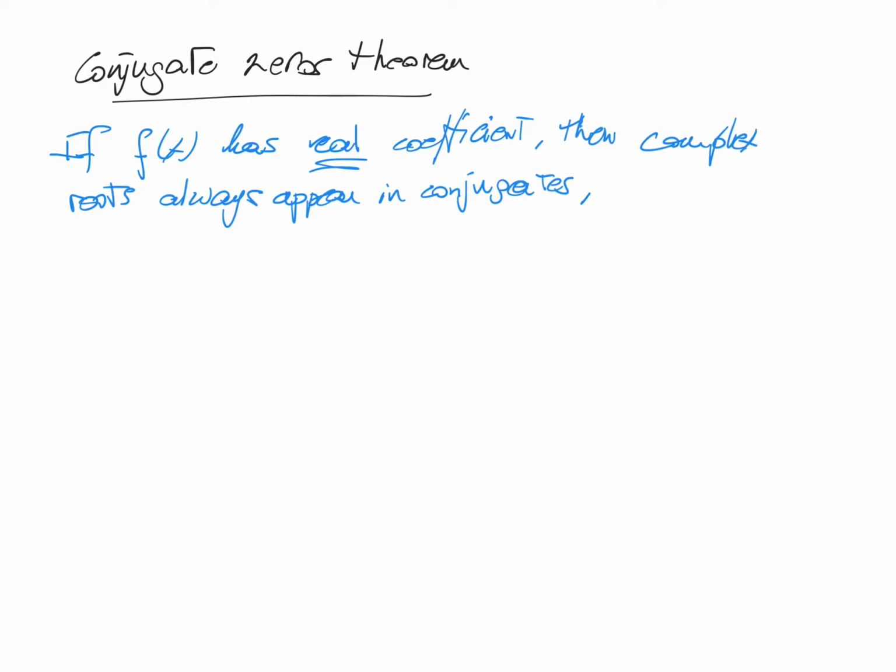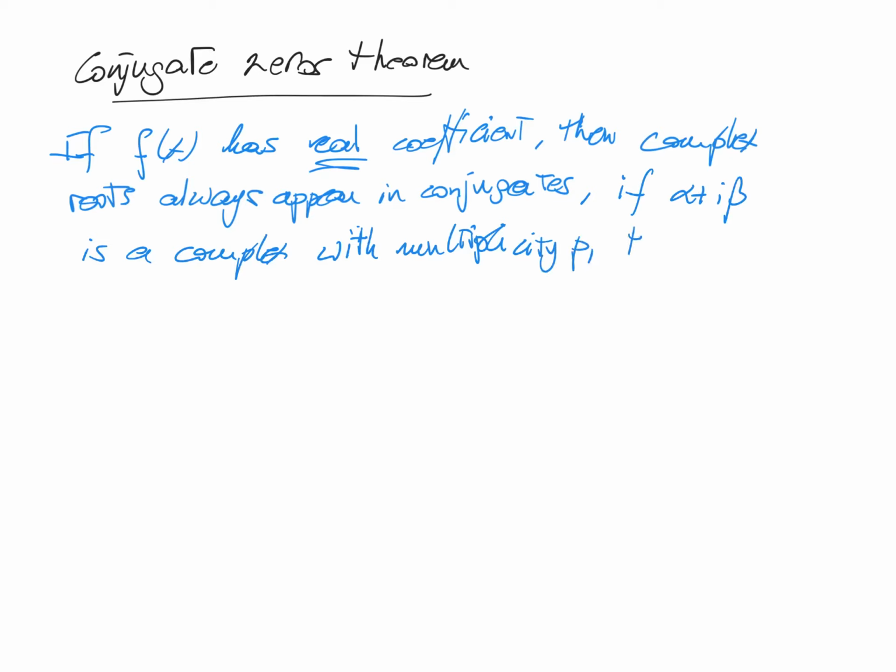So this means that if we have a complex root, so if alpha plus i beta is a complex root and it has a certain multiplicity p, then also the conjugate is a root, so also alpha minus i beta is a complex root of the same polynomial, and it has the same multiplicity. So it also has multiplicity p.